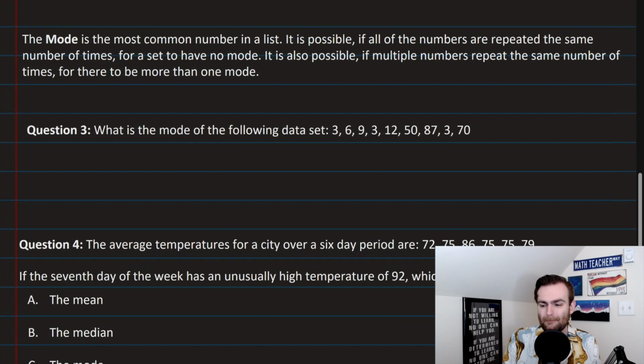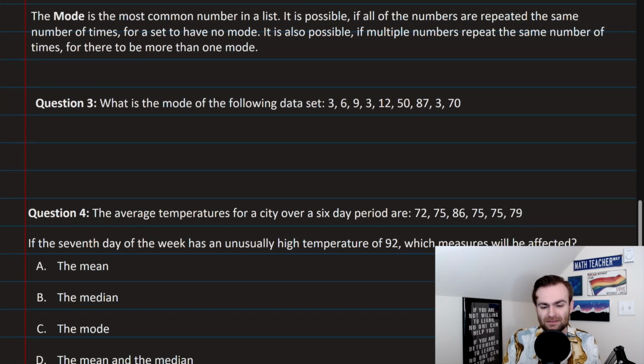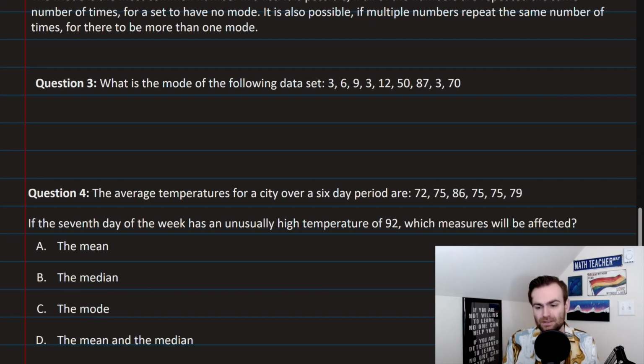The last middle we'll talk about is the mode. The mode is the number that occurs most often.